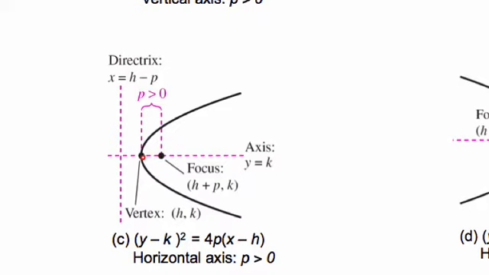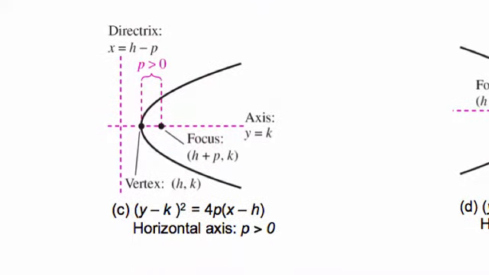So we're going to take the x value, the h, and add p to it to get our focus. And then to get our directrix, I kind of mentioned this earlier, got a little ahead of myself, but we're going to subtract that p value from the x value, in this case h, to get our vertical line of x equals h minus p. The horizontal axis is just the y equals whatever the y value is there. And again, this is a p value greater than 0 because the focus is to the right of the vertex.